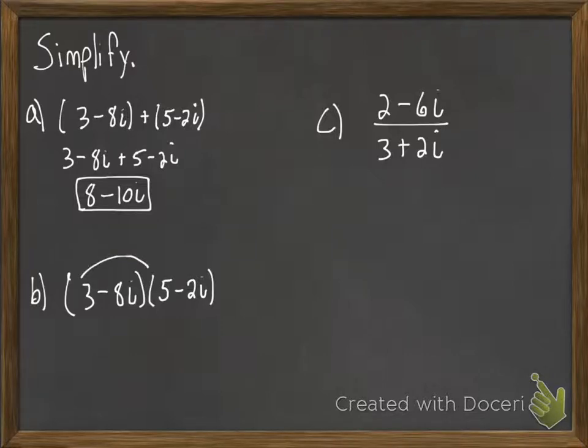3 and 5 is 15. 3 times negative 2i would be a minus 6i. Negative 8i and 5 would be a minus 40i. And finally we have negative 8i and negative 2i would be a positive 16i squared. We start to simplify because there are some like terms right off the bat immediately available to us.